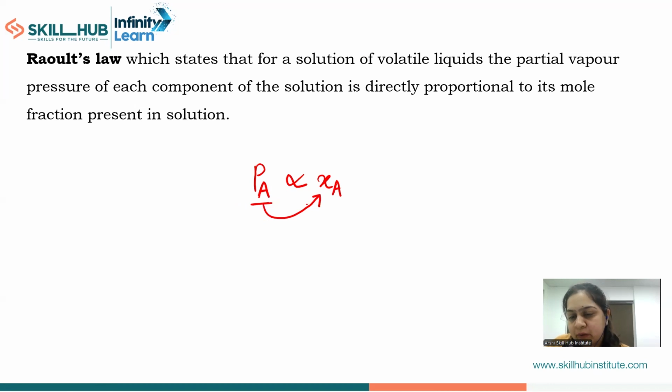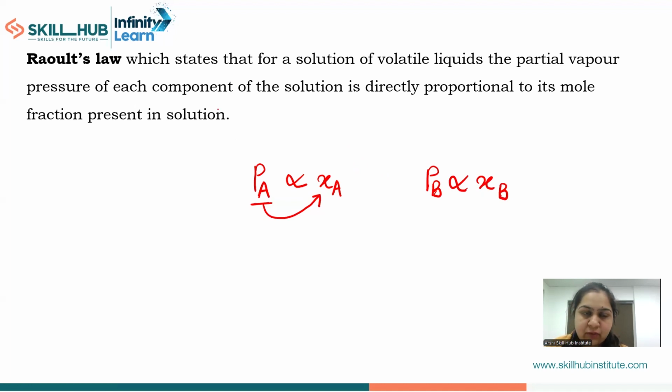The amount of A that will be present. Basically, it is a term that is used to express concentration. So whatever the mole fraction of A is, it will determine how much vapor pressure A is going to generate. Similarly, what is the vapor pressure of B? The vapor pressure of B will be directly proportional to the mole fraction of B. That is what Raoult's law has to say.